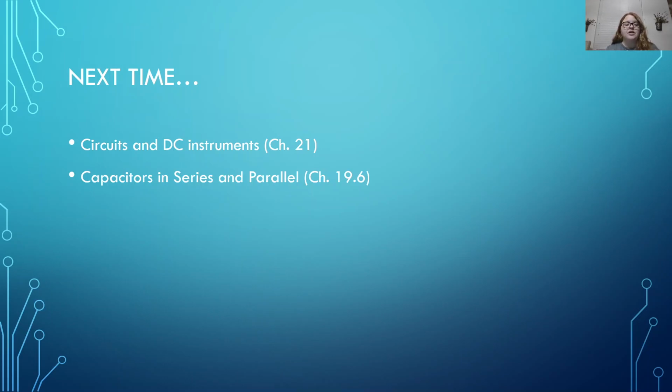Next time we'll be looking at circuits and DC instruments, and also capacitors in series and parallel, and what that all means in the next lectures, in the next module.